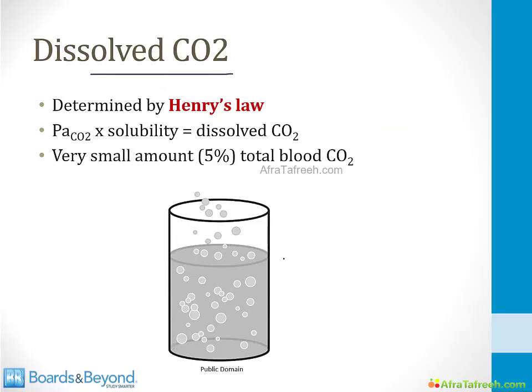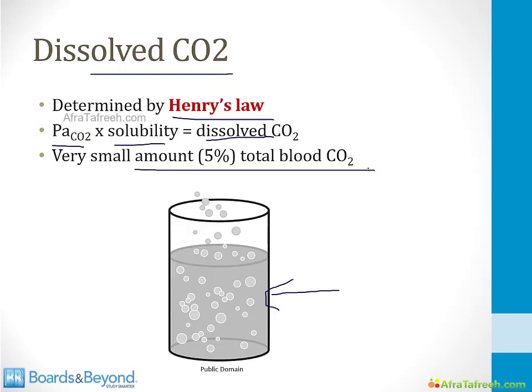When you have a gas in equilibrium with a liquid like our plasma, a certain amount of that gas will dissolve in the liquid, and the amount that dissolves in the liquid is determined by Henry's law, which you probably studied in a college chemistry class. And Henry's law says that the amount of dissolved carbon dioxide in the liquid is equal to the partial pressure of carbon dioxide times the solubility. And in human plasma, this works out to a very small amount of the total blood carbon dioxide, about 5%.